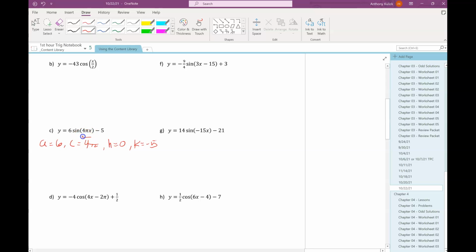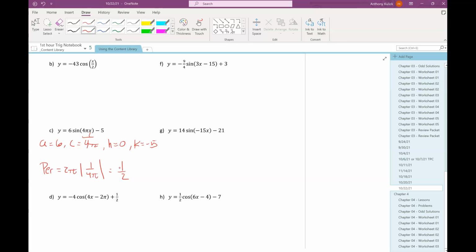Oh, sorry, C is 1 over 4 pi. So the period we know is 2 pi times the absolute value of C. So that'll just come out to be 1/2. 2 over 4 is a half. Pi over pi is just 1. 1 times a half is just a half.